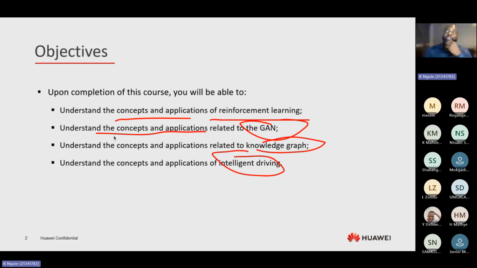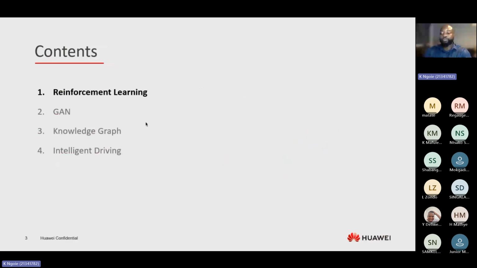All right. So we're going to talk about reinforcement learning. We're going to talk about GAN. The GAN is just an algorithm that is used more for image generation, all these images that you see on social media and everywhere where people are creating fake images and all those things. Those are created with a GAN algorithm.